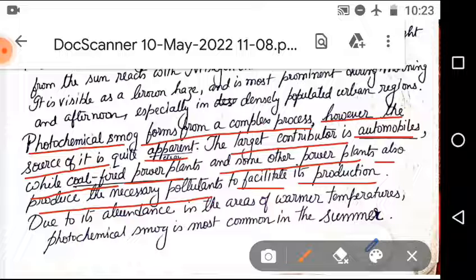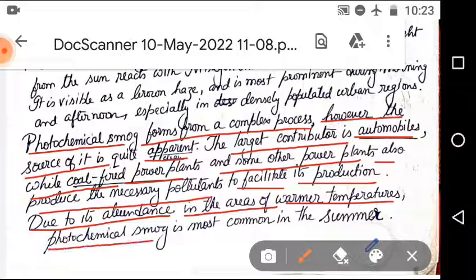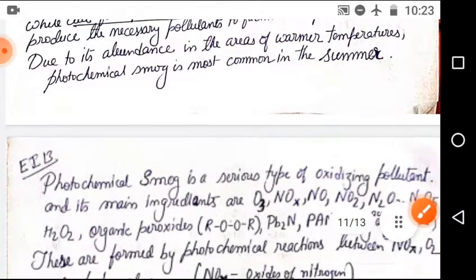Due to its abundance in areas of warmer temperature, photochemical smog is most common in summer. So in urban areas, we can see this type of photochemical smog normally in the summer season, because in summer the UV light normally comes in more depth, in more concentration.